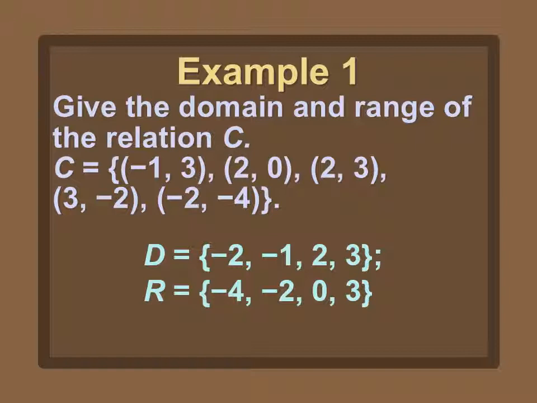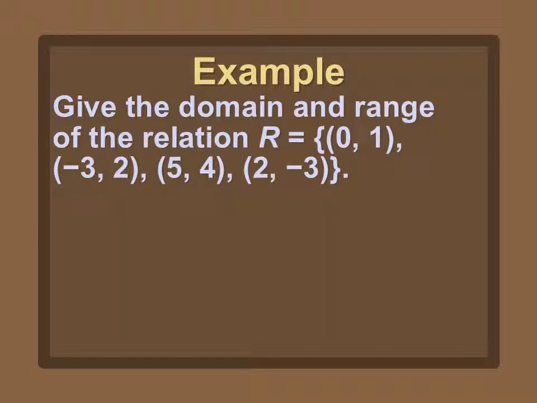And then I'm going to have negative 4 because that's the smallest y. The next smallest y is negative 2, okay? And then my next smallest y is 0. And then actually my largest y is 3. And 3 appears twice, but I only have to write it once in the range.